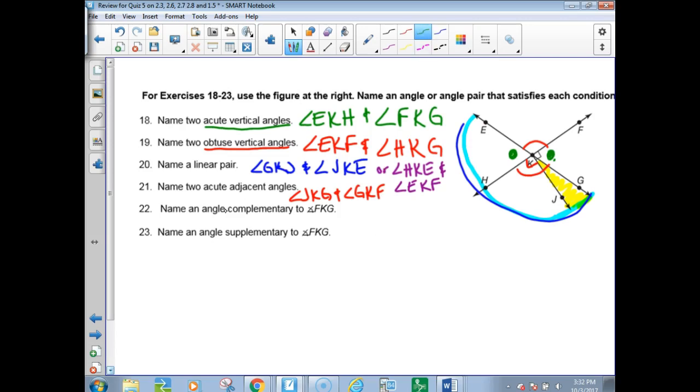Okay, name one complementary angle to angle F. KG complementary would have to be the GKJ or JKG. Makes the right angle. Complementary add to 90. Supplementary adds to 180. So if I want one supplementary to FKG, I can go this way and do EKF, or I could go the other way and do GKH.